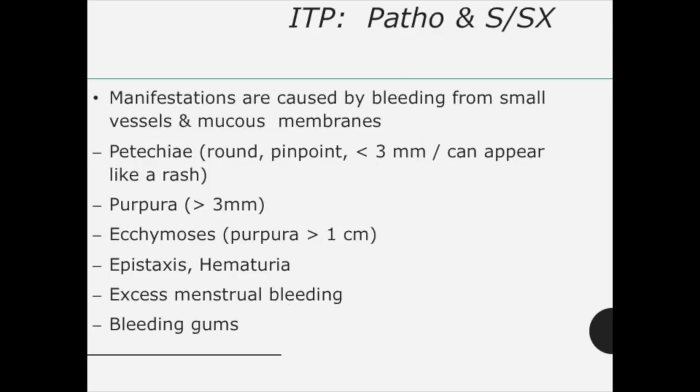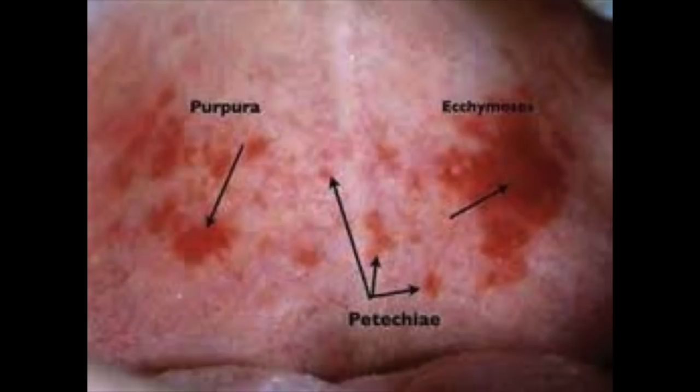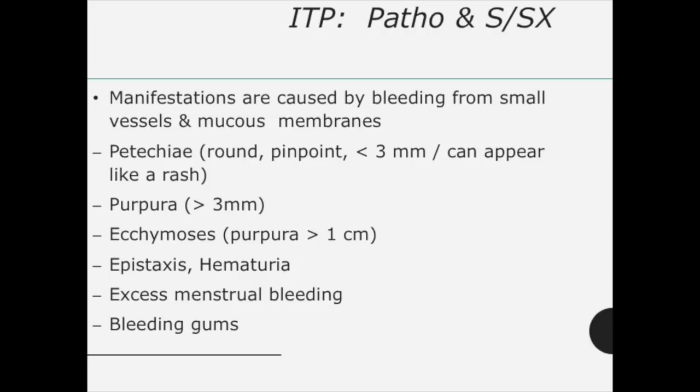So when we think about our manifestations, this is caused by that bleeding because you have thrombocytopenia, and this bleeding will occur in small vessels and mucous membranes. So then you will develop that petechia, the purpura, or the ecchymosis. And then you can also have epistaxis, hematuria, excess menstrual bleeding, and bleeding gums. And then in general, you're probably going to be thinking along the lines of, hey, this person's at a risk to bleed. What nursing interventions do you think this person needs?